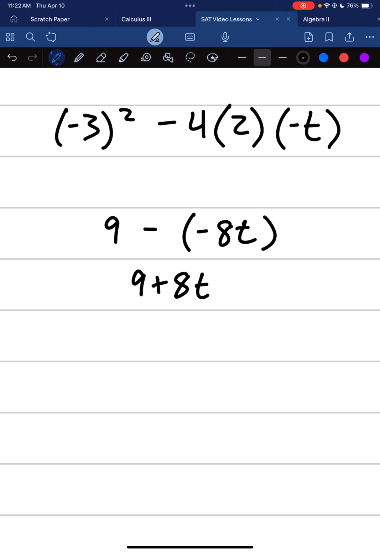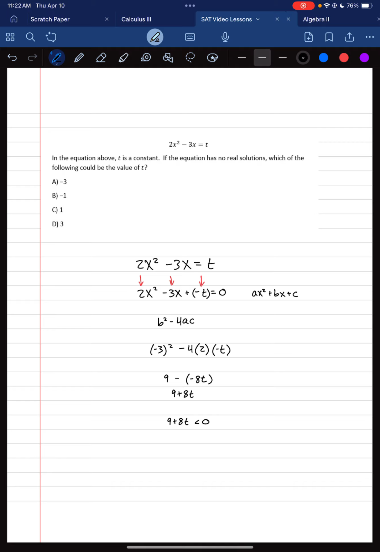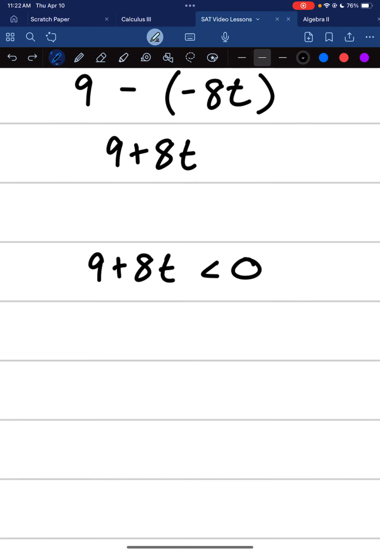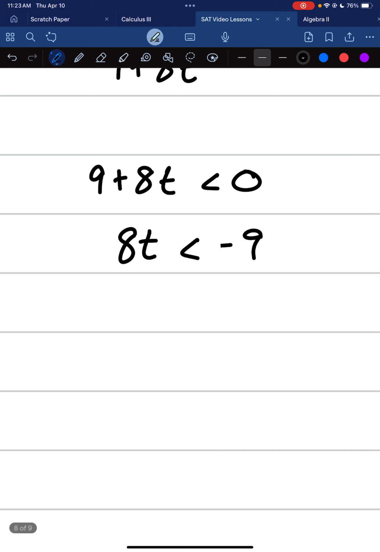So that's my discriminant. Now what I'm going to do is set this to be less than 0, because again, we want no real solutions, so that means our discriminant has to be negative. And we're pretty much going to do the exact same thing as before. We're going to solve for t, so I'm going to subtract both sides by 9, and I get 8t is less than negative 9. And divide both sides by 8, and I get t is less than negative 9 over 8.